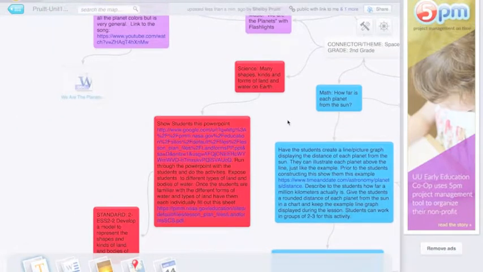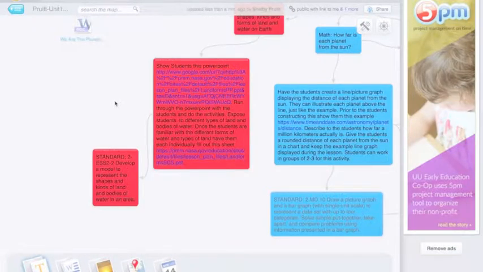So I'm going to start this lesson just with Earth because students are more familiar with Earth than all the other 8 planets. I'm going to show the students this PowerPoint that I found on the NASA website, and it kind of just runs through activities you can do.